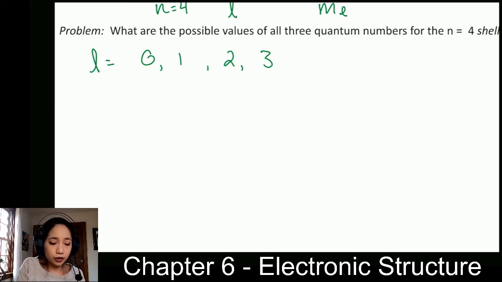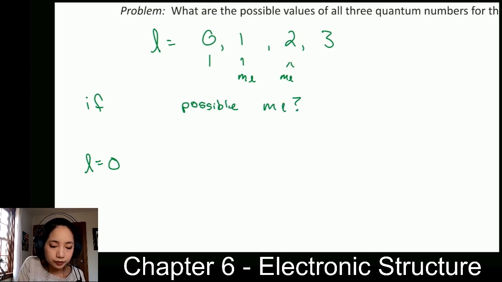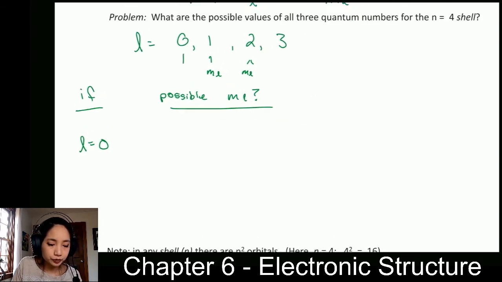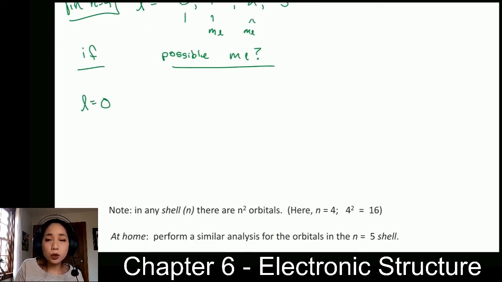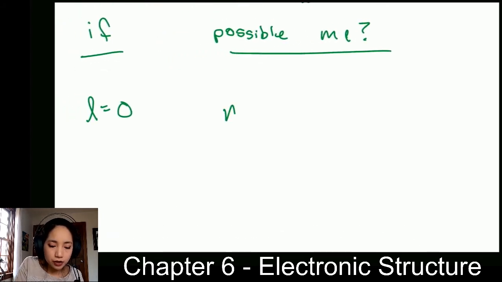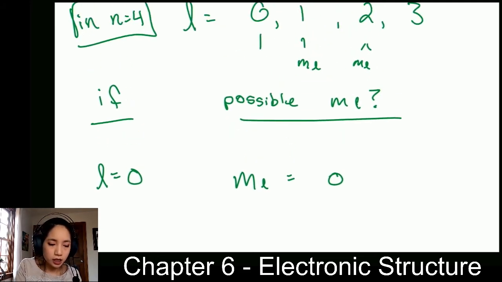Within those L values, there are certain ML values, so let's take inventory of all of those. If L equals 0, what are our possible ML values? This is my little table, within an n equals 4. If L equals 0, our possible MLs can only be 0, right? Because ML is only the integers between negative L and positive L. So let's keep going through the list. We did L equals 0.